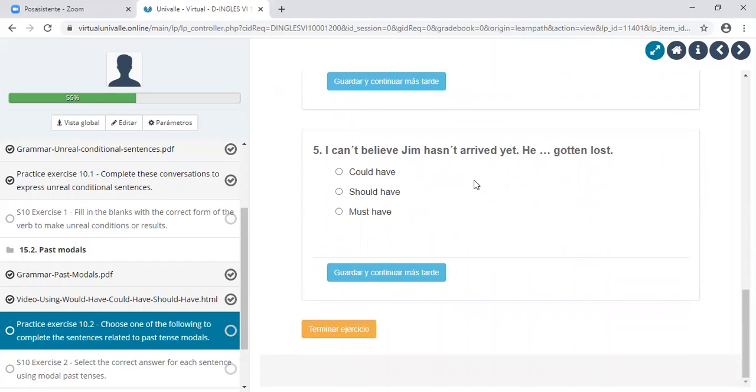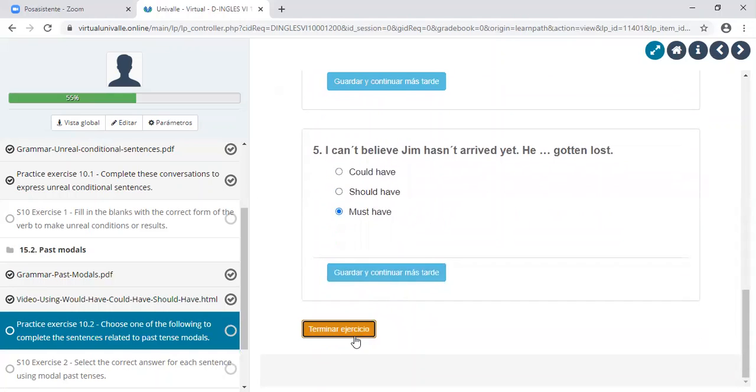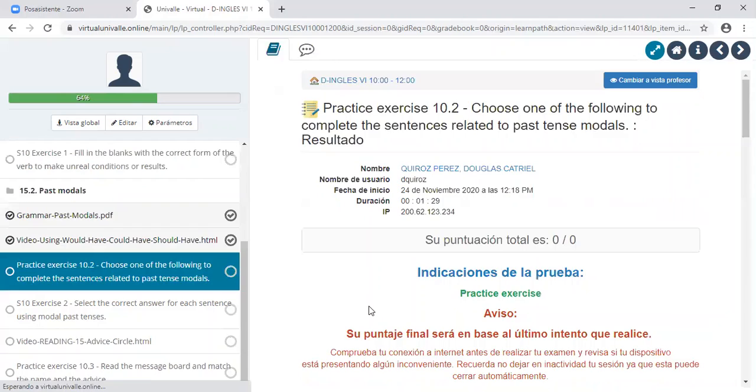I can't believe Jim hasn't arrived yet. He could have, should have, must have gotten lost. For this one, I will definitely say must have. Okay, so we are going to submit our answers and we are going to check if they are right or wrong.